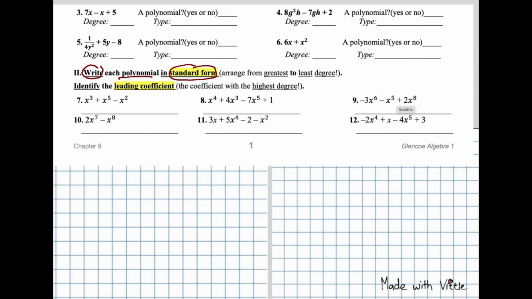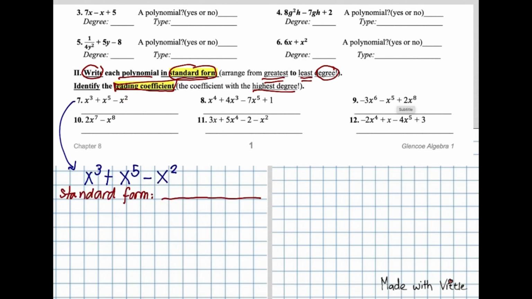Write each polynomial in standard form. Remember, the standard form is wherein the degree will be from greatest to least. Then identify the leading coefficient. Remember, the leading coefficient is the one with the highest degree. First, copy down the expression given, then write it in standard form. Remember, in standard form, the exponents should be from greatest to least. The leading coefficient has the highest degree.